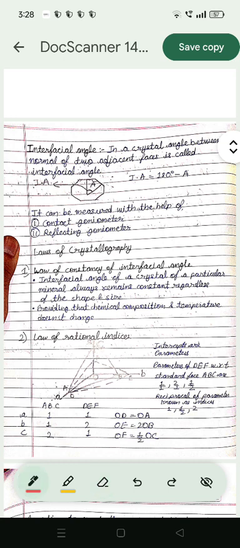So if a particular mineral has different types of crystals, suppose this is crystal 1, this is crystal 2. Draw normals. So the interfacial angle in both of these crystals of a particular mineral will be constant regardless of the shape and size. But there should be a condition that the chemical composition and temperature don't change.